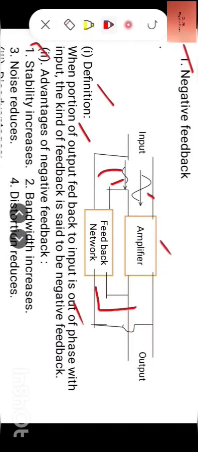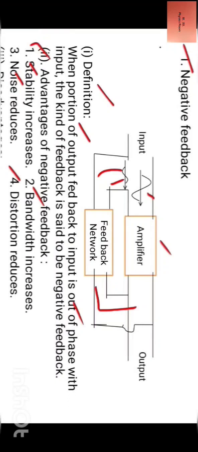Now advantages of negative feedback. First, stability increases. Second, bandwidth increases. Third, noise reduces. Fourth, distortion reduces. I repeat, advantages of negative feedback. First, stability increases. Second, bandwidth increases. Third, noise reduces. Fourth, distortion reduces.